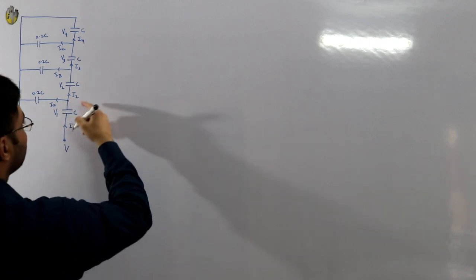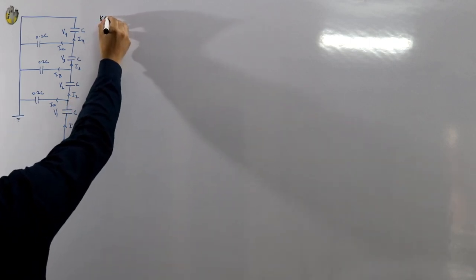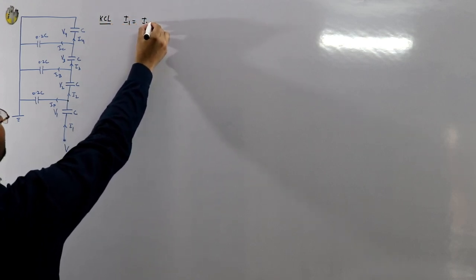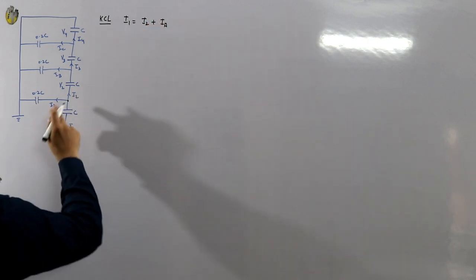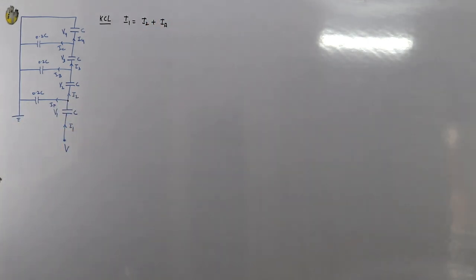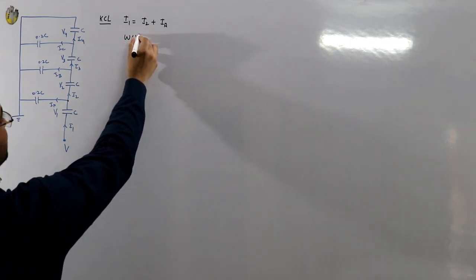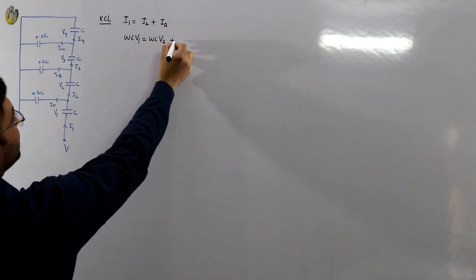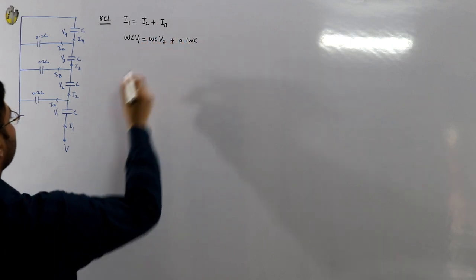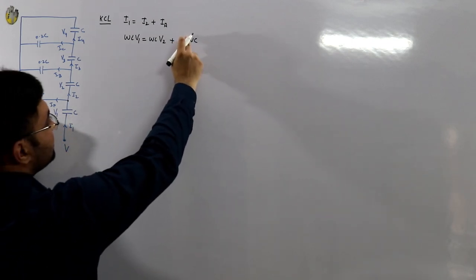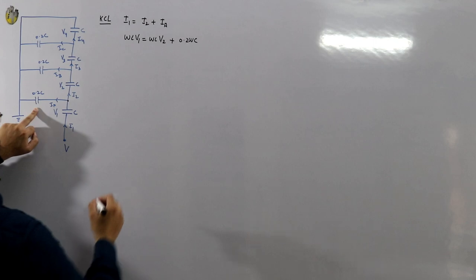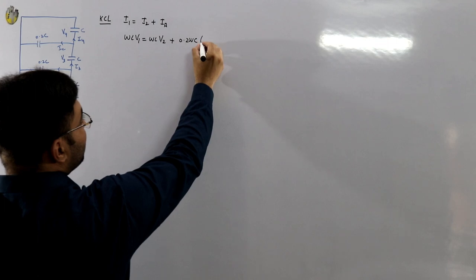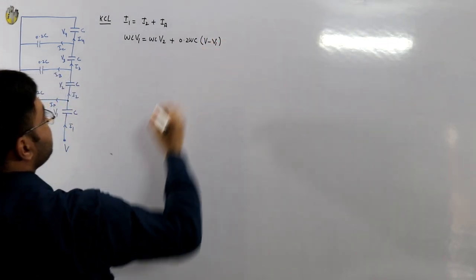KCL to node number 1. I1 is my entering current. I1 is equal to I2 plus IA. I2 and IA are the leaving currents. I1 is omega C V1. I2 is omega C V2, and IA is 0.2 omega C, and the voltage across this is V2 plus V3 plus V4, or V minus V1.